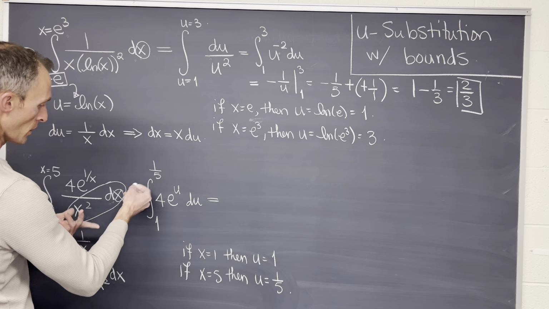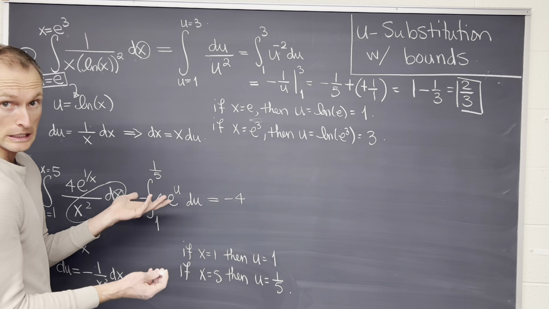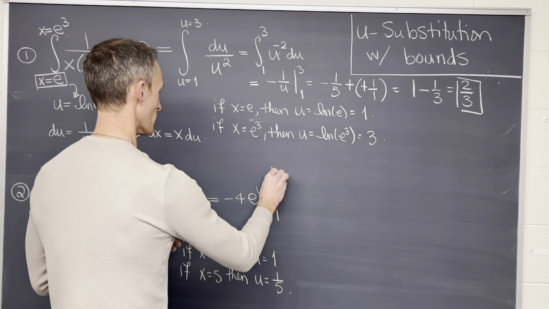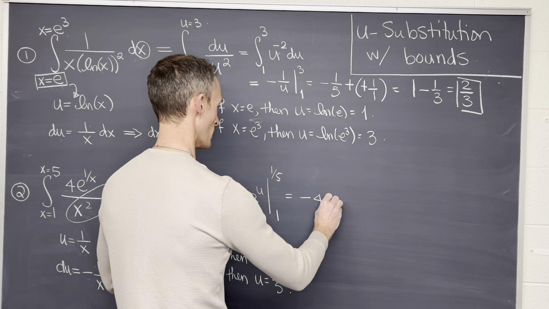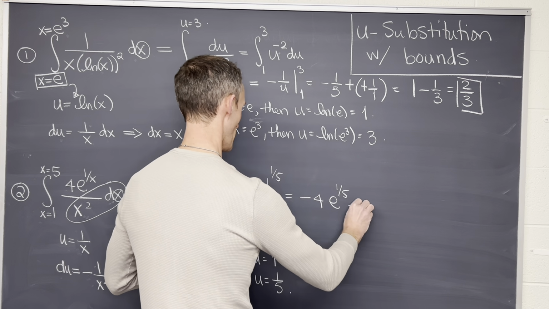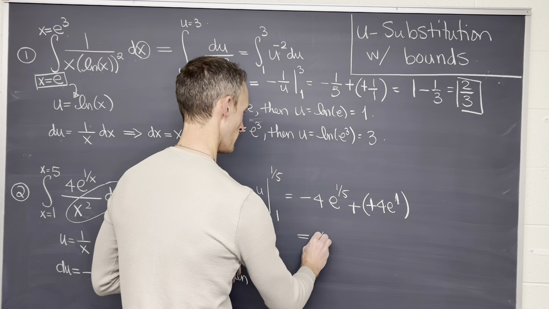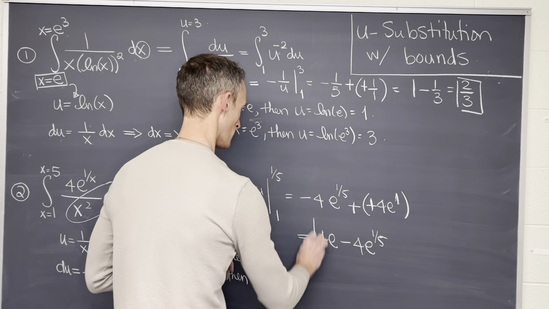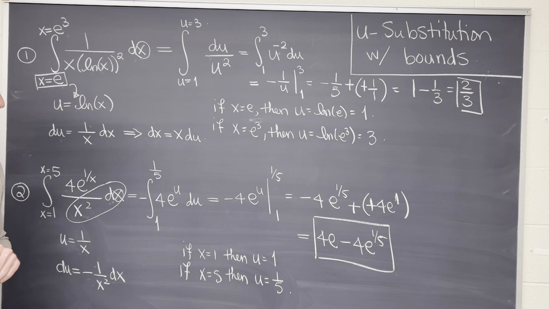All right, so I bring the 4 out, join it with the negative, so I get minus 4. The antiderivative of e to the u is just e to the u. That's a nice one. E to the u, evaluated from 1 up to 1 over 5. And so what do I get? Again, be mindful of the negative. Minus 4 e to the 1/5 minus minus 4 e to the 1. So those will add, and I'm left with 4e minus 4e to the 1/5, okay? Whatever that beautiful number is equal to, all right?